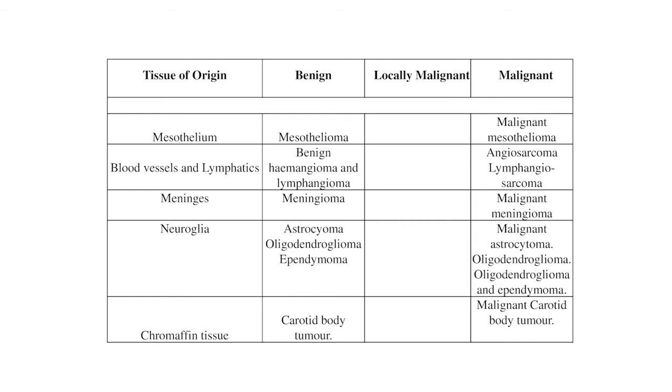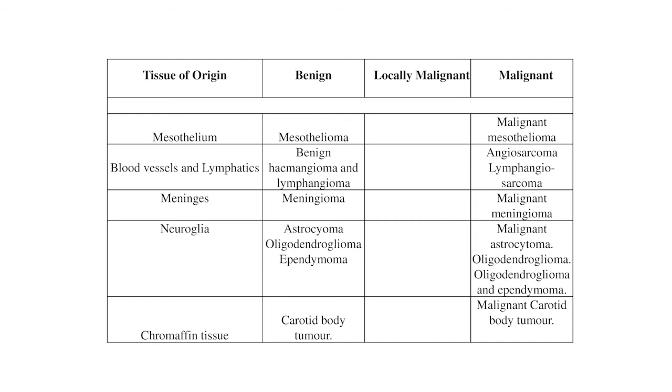Neuroglia, tissue of origin is the neuroglia. Benign tumors develop the astrocytoma, oligodendroglioma, ependymoma, and the malignant tumors are the malignant astrocytoma, oligodendroglioma and ependymoma. Chromaffin tissue, the original tissue is the chromaffin tissue, develops the benign carotid body tumors and the malignant is the malignant carotid body tumor.